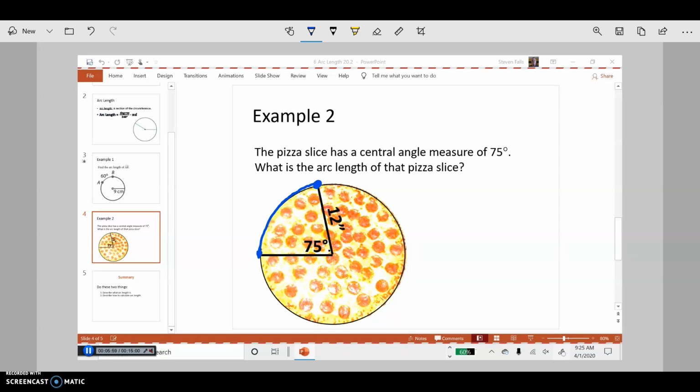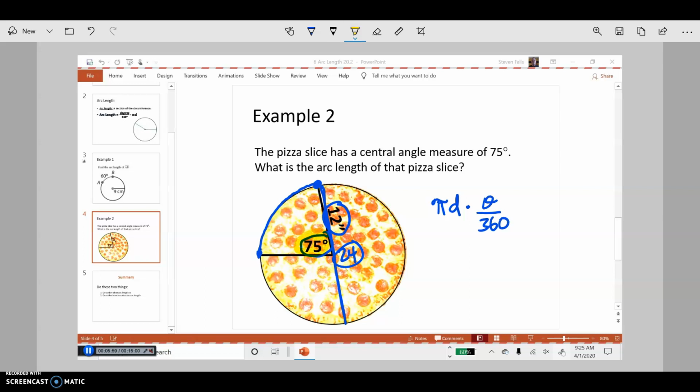We're going to use our arc length formula, which is simply circumference, which is pi times diameter. That's the circumference of the whole circle. But I only want just that certain part of the circumference, which has a 75-degree angle. And 12 inches, it looks like that's the radius. So that means that the full diameter of the pizza is going to be 12 times 2, which is 24 inches. All right, so pi times diameter times some angle theta of the arc over 360.